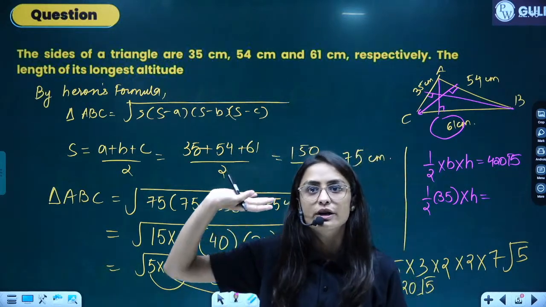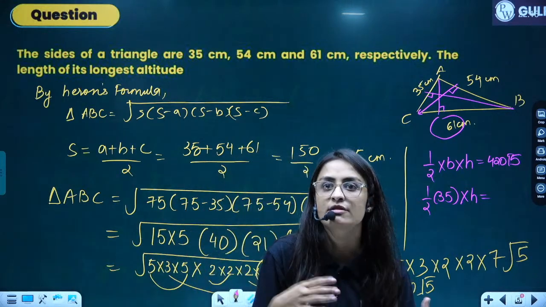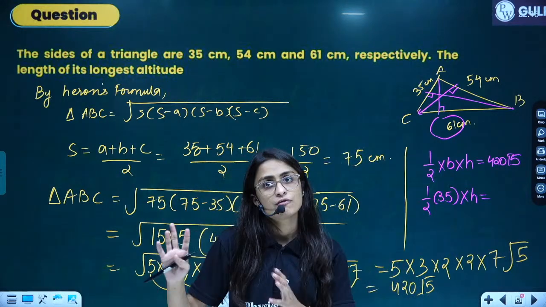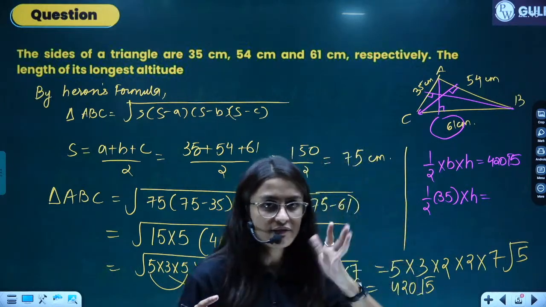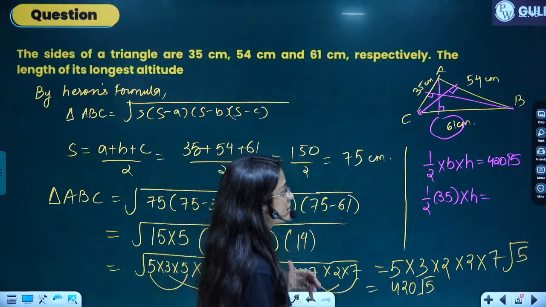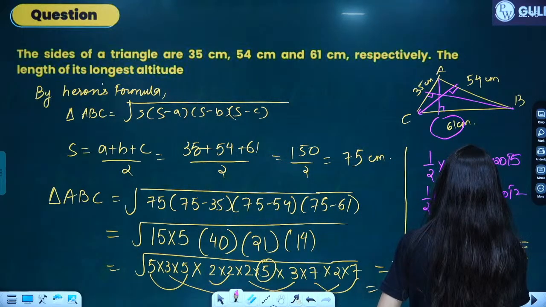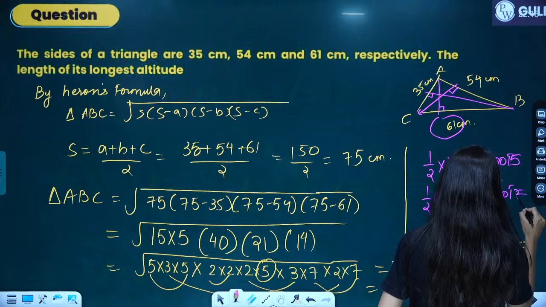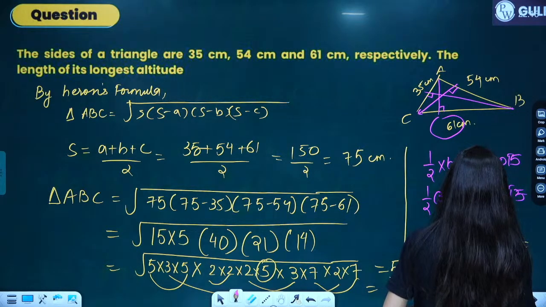So either you have three options. Find all the three altitudes. Base as 35, fine. Base as 61, fine. 54. Then decide which one is the number one. So one is this one, by 2.